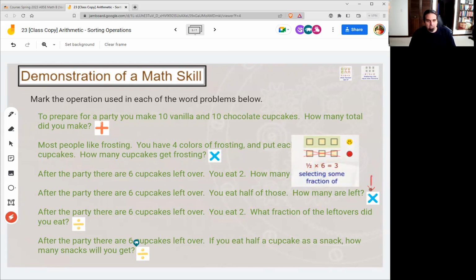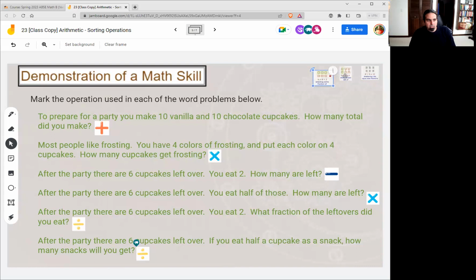And that's multiplying. A very different thing is if I am making a fraction. After the party, there's 6 cupcakes left over. I eat 2. What fraction? I didn't have a fraction before. I'm making a fraction. What fraction of the leftovers did I eat? That's this picture. I have 2 out of 6.